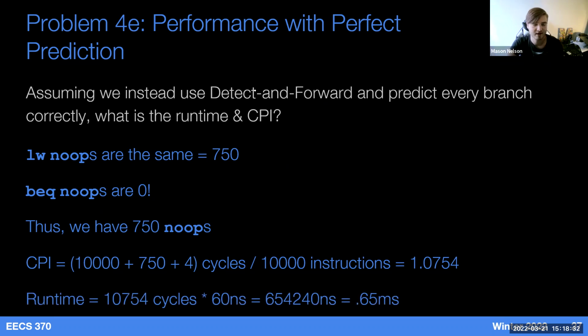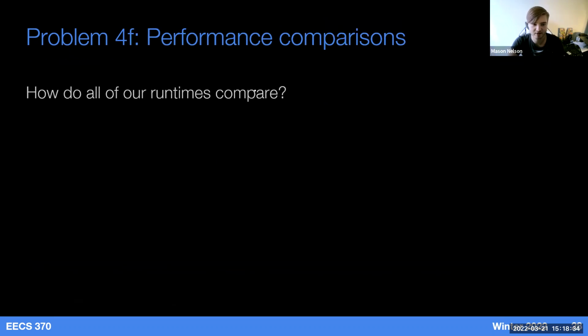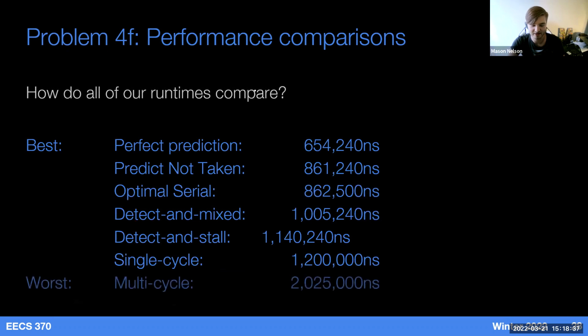So ranking all these together, we can see that our perfect prediction was obviously the best, but even with the normal scheme that we used for project three, just predicting not taken for branches and using detect and forward for our data hazards, we were able to get a slightly better runtime than what we thought previously was theoretically possible. So we can see that pipelining is helping us with our performance. And there are still places to go in order to get it to be better.